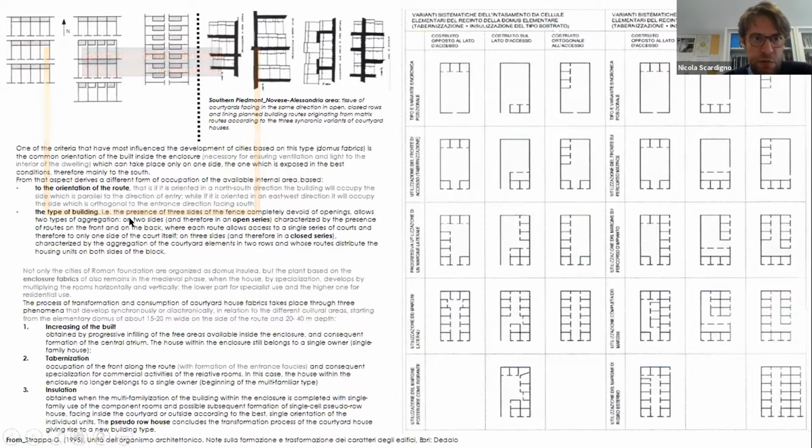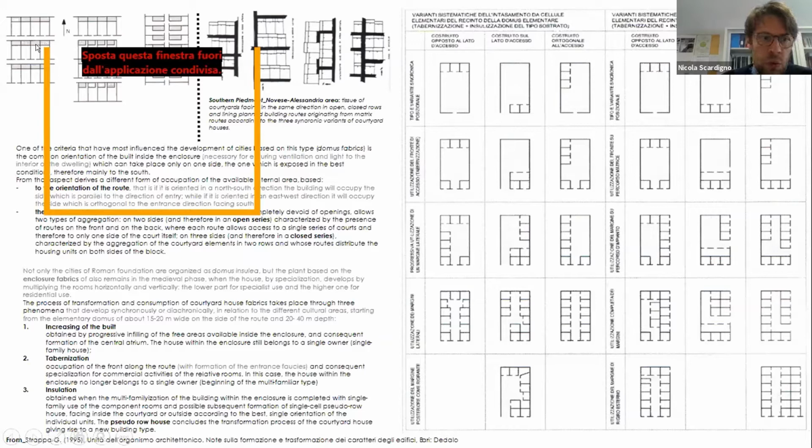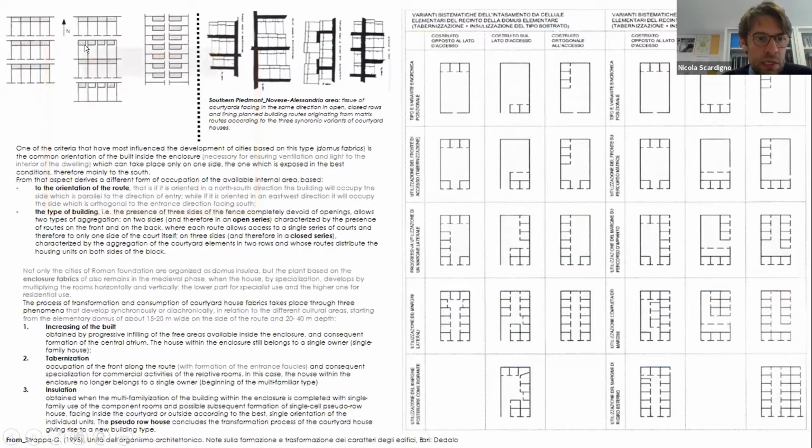Basically the reference is to the aggregation according to an open series, which is characterized by the presence of a route on the front and a route on the back, where each route allows access to a single series of courts, or in a closed series characterized by the aggregation of the courtyard elements in two rows and whose route distributes the units on both sides of the block.